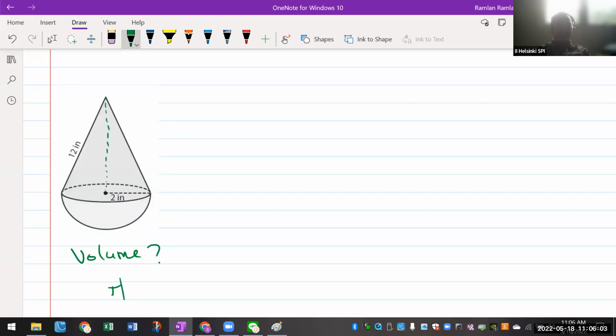You might want to see the height in here, right? So the height, you can see that this is 12 and this is 2. How can you find this? Okay, the formula, remember, that will be c squared equals a squared plus b squared. The c is this guy here, because that's the hypotenuse. So find that first, and then you can find the volume of the cone.